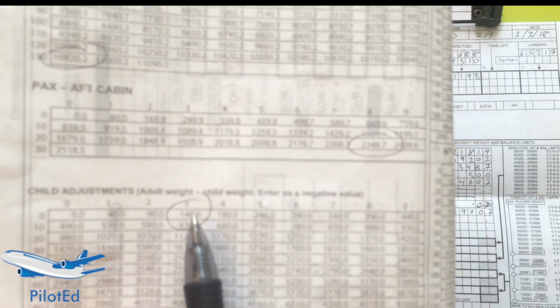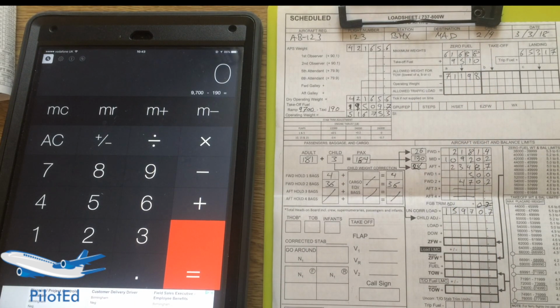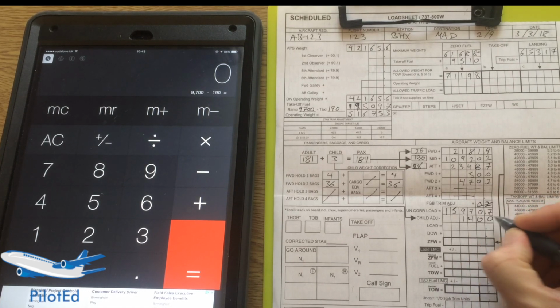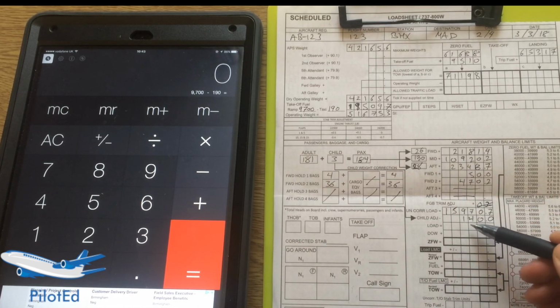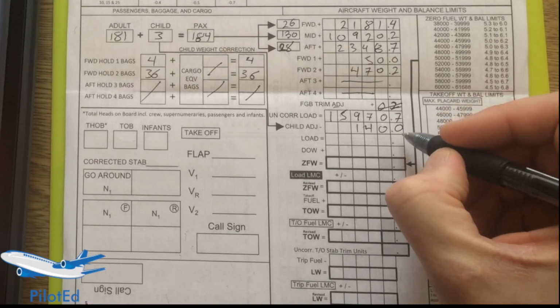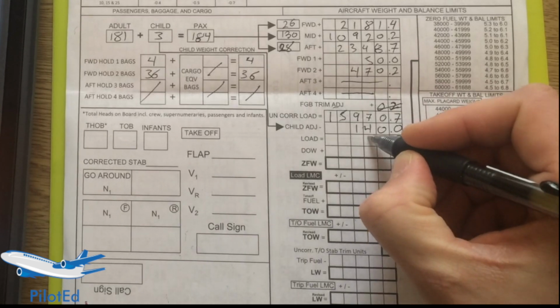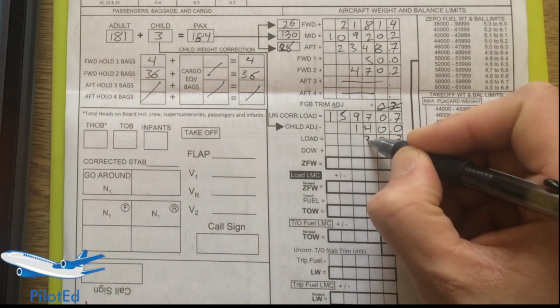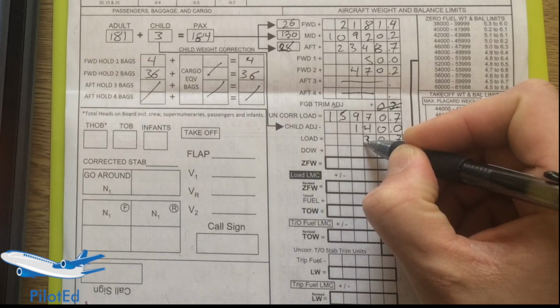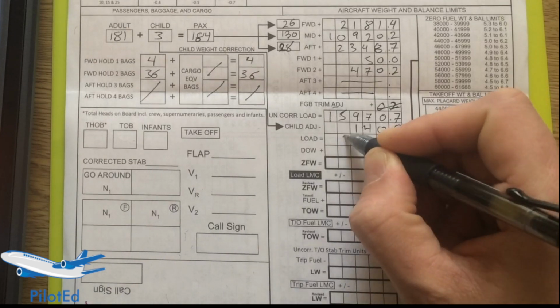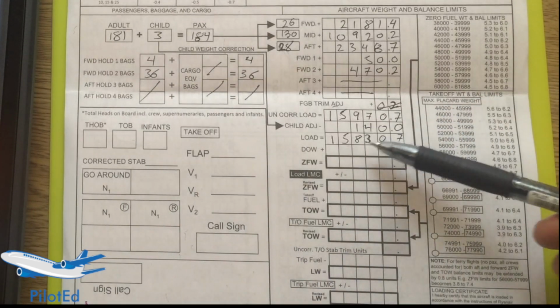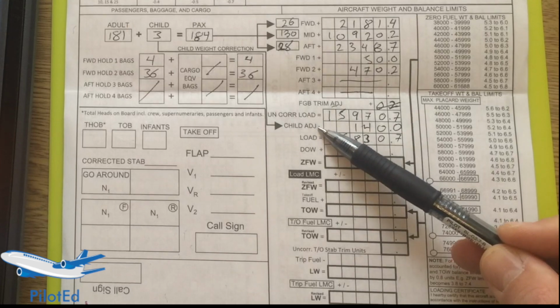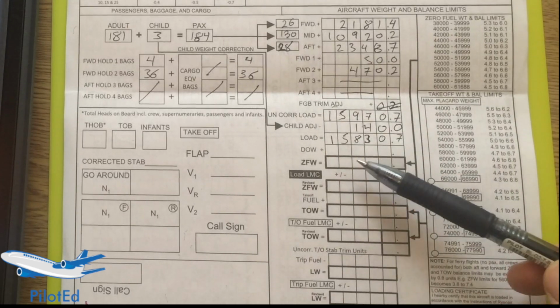Sorry about the focus, guys. It doesn't seem to like to focus on that very much. That gives me a total load. So we're getting closer now. So that's going to be 701,733 851. Yeah, because of course we subtract the child adjustment. They weigh less, they don't weigh more, so we're subtracting that.